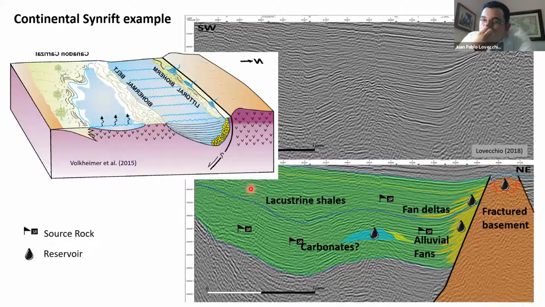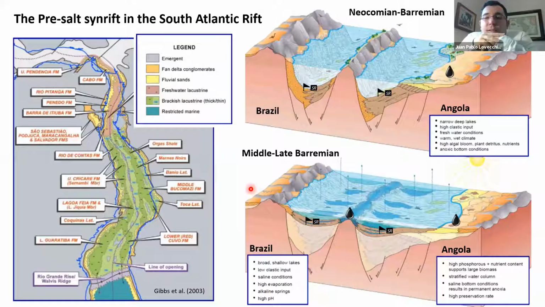Another example of lacustrine syn-rift or rift basins filled with continental rocks is the central segment of the South Atlantic. In this case, the Brazil, West Africa margin. This is between Brazil and Angola, Congo, when they were still united in the early Cretaceous. The rift basin developed with these brackish lacustrine systems.